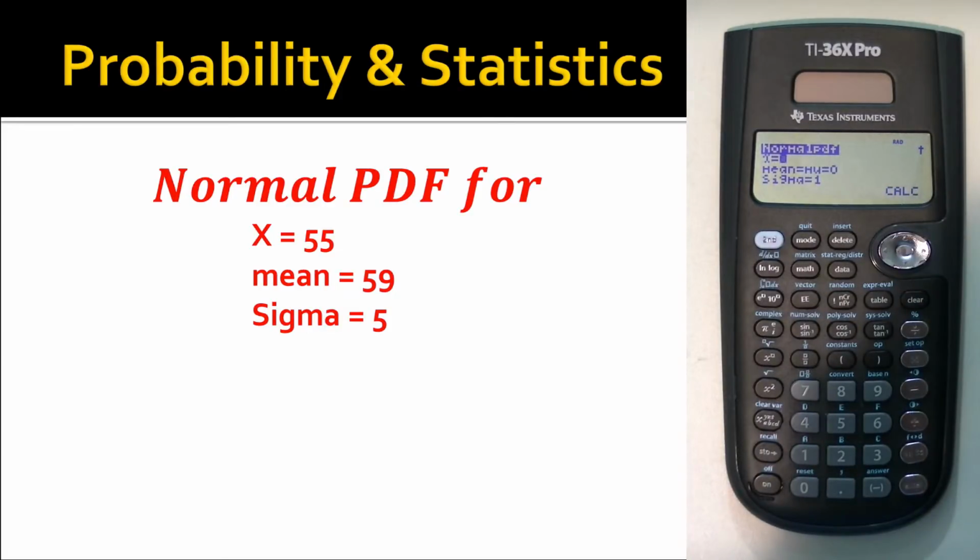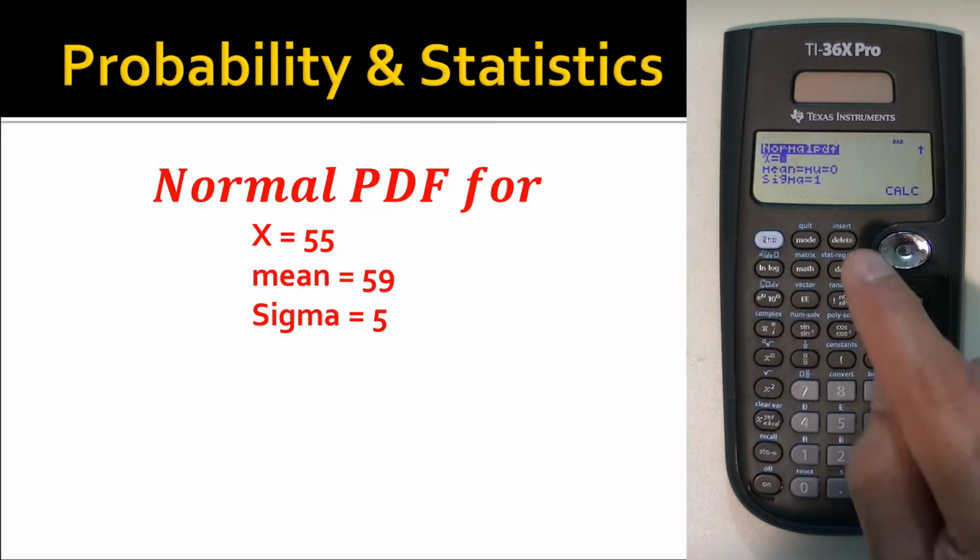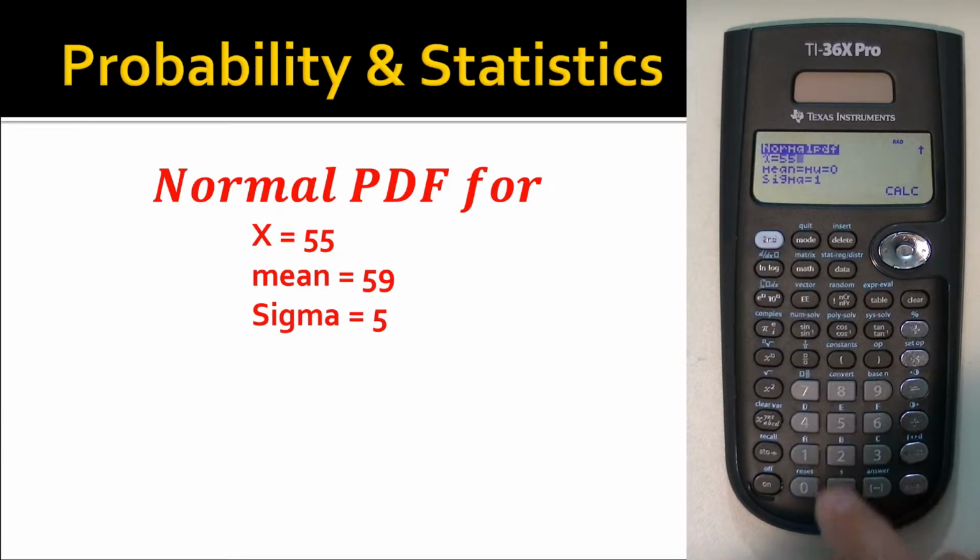Since I cleared the calculator out before, what's stored inside of its memory are default values. It has an x of 0. It's hovering, waiting for an input on that. I could go ahead and just hit enter if I'm accepting that, but I'm going to type 55. And then I'm going to hit enter to get to the next entry point, which is the mu, or mean. I want 59 for that. Then I'm going to hit enter again. I don't want a sigma of 1, which is the default. I want a sigma of 5, so I'm going to enter that.